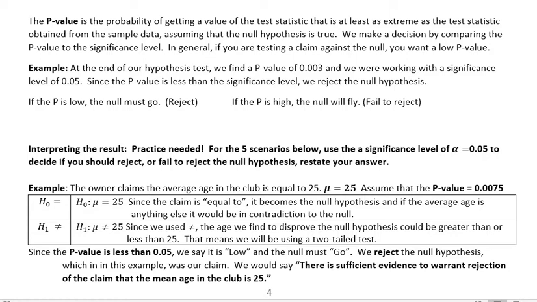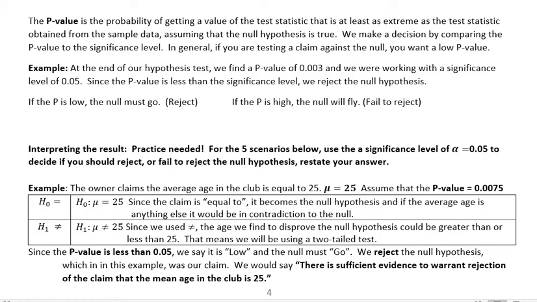I want to explain p-values and show you how we can use a p-value to make a decision about a claim. A p-value is the probability of getting a value of a test statistic that is at least as extreme as the test statistic obtained from the sample data, assuming that the null hypothesis is true. We make a decision by comparing the p-value to the significance level.